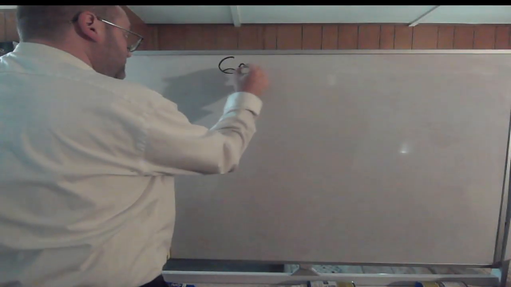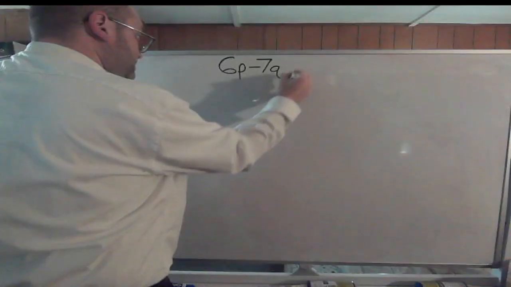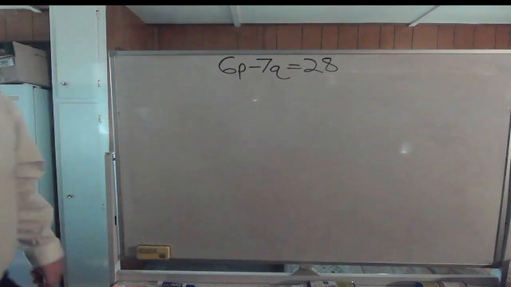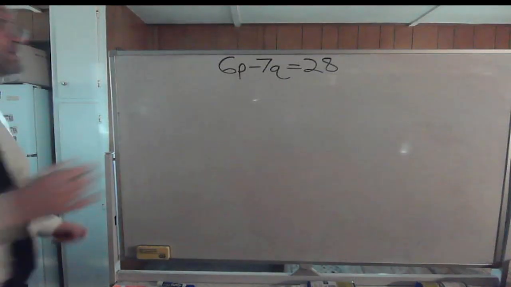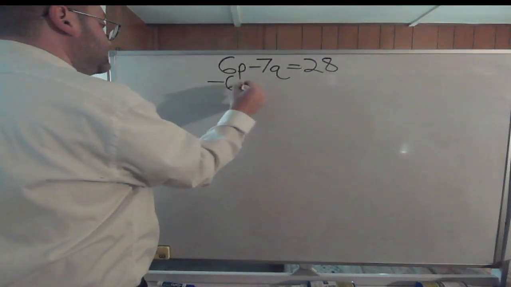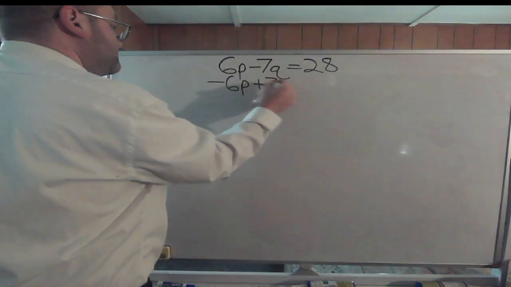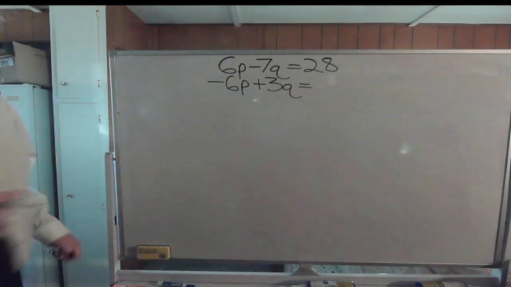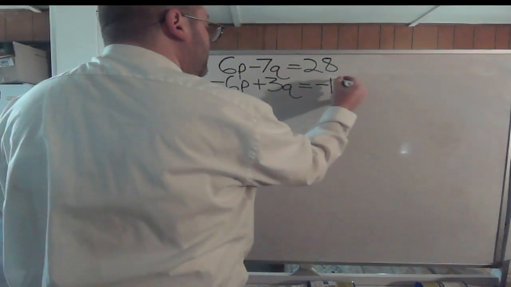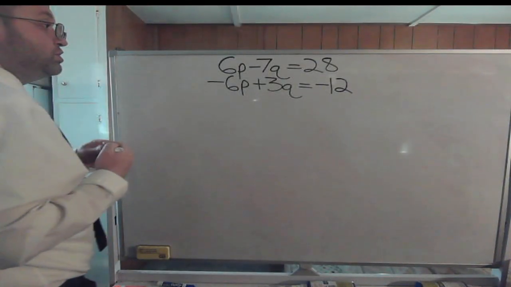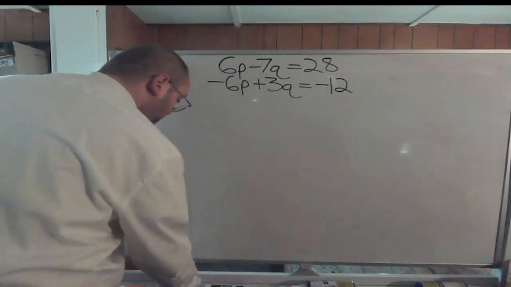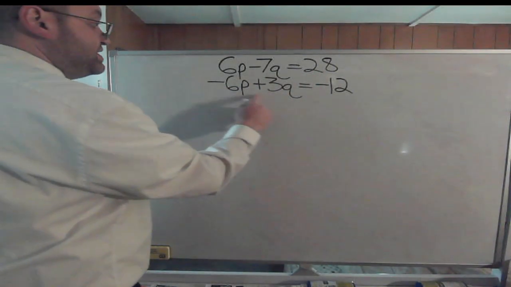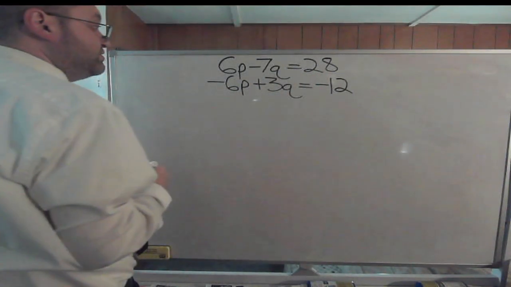6p minus 7q equals 28. Then we have negative 6p plus 3q equals negative 12. So we have the two equations: 6p minus 7q equals 28, and negative 6p plus 3q equals negative 12.